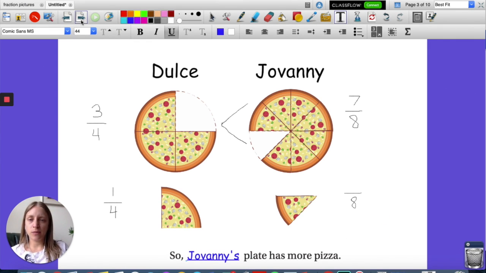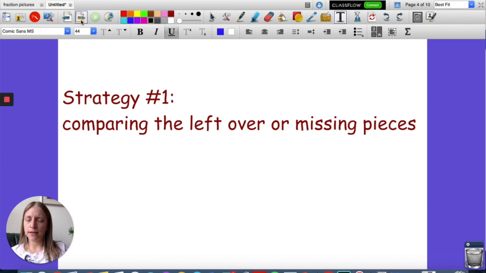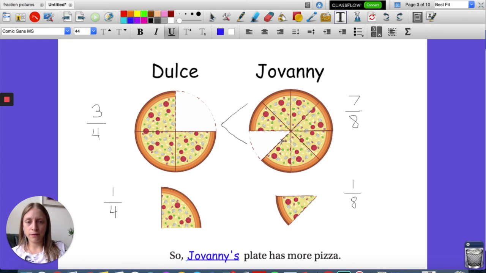Let's go to the next one. Or well, let's just talk about that strategy actually. So that was our first strategy, comparing the leftover or missing pieces. So we compared the leftover here and we compared the missing pieces here.